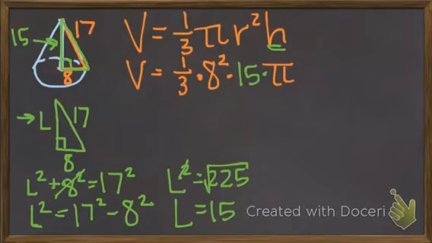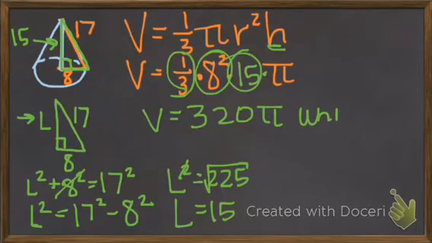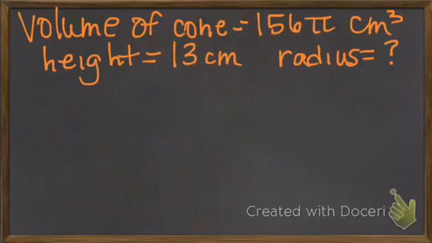Now I can go ahead and solve that. I multiply out this, this, and this, and that gives me 320 pi. Volume is always units to the third power. So if you don't have units, just say units to the third power. And there's your answer in terms of pi. No need to multiply by 3.14. Let's go to our next example.